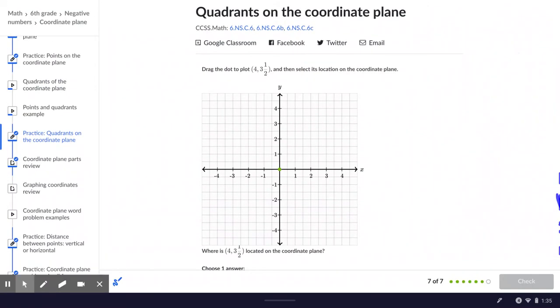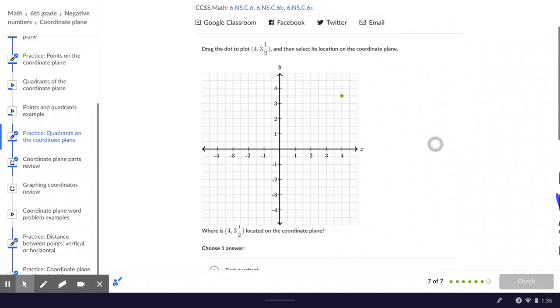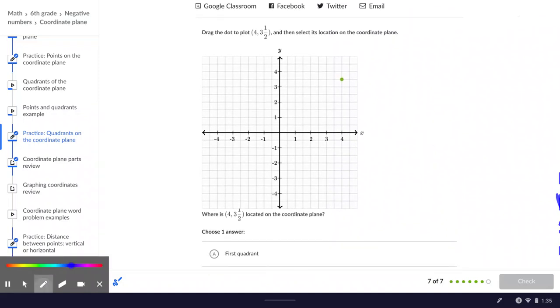They want me to drag the dot to plot the point 4, 3.5. So 4 is to the right, and then my 3.5 is up 3, and then a half, right there. Then they tell me what quadrant it is. They want to know what quadrant it's in.